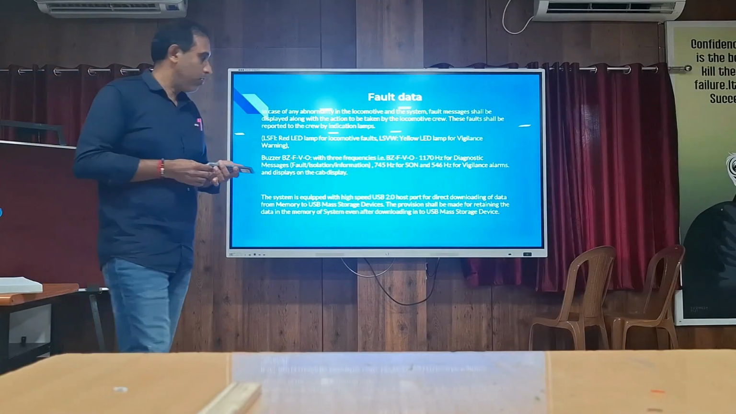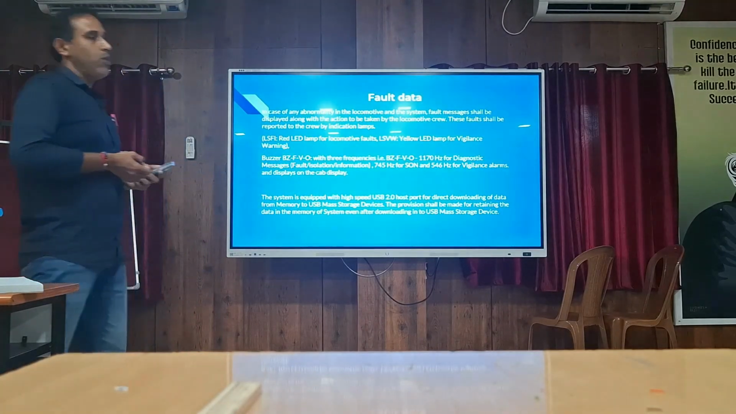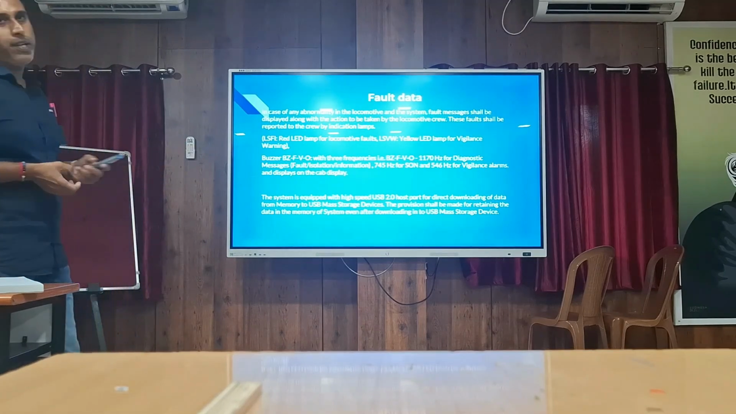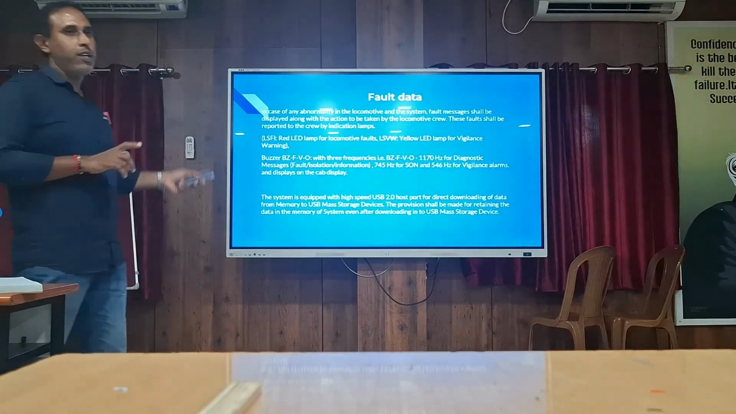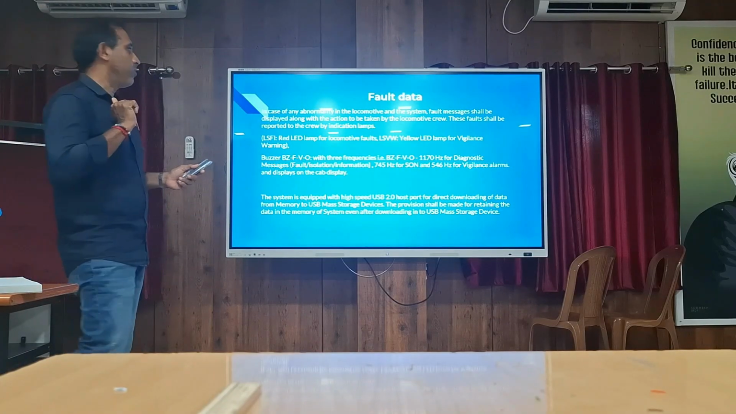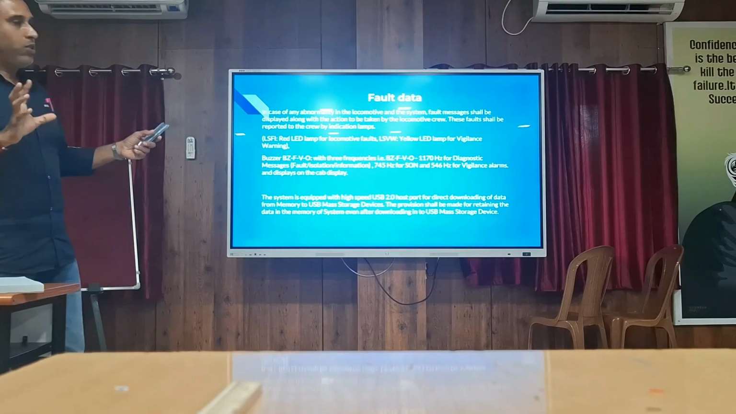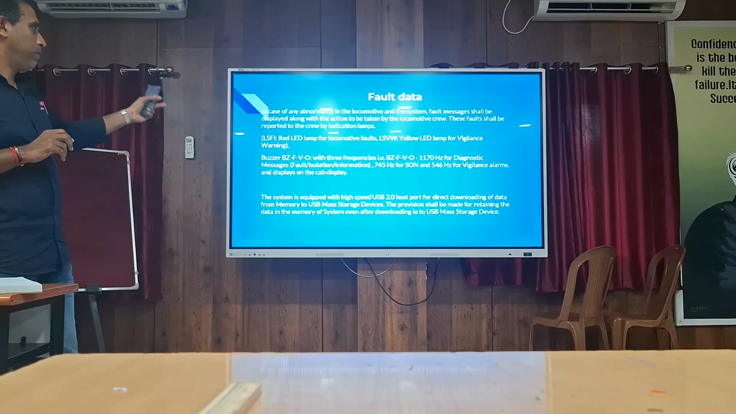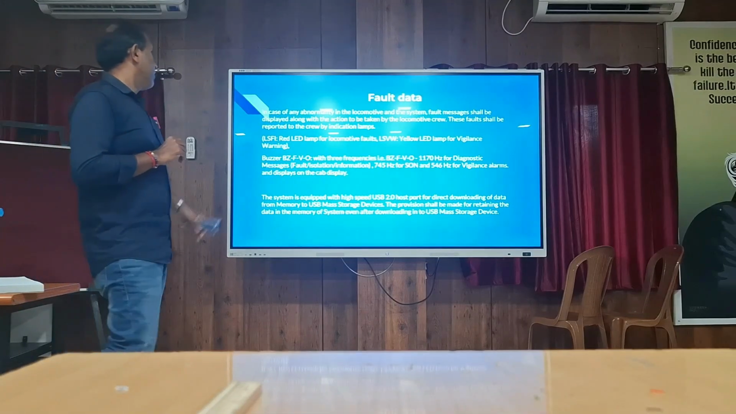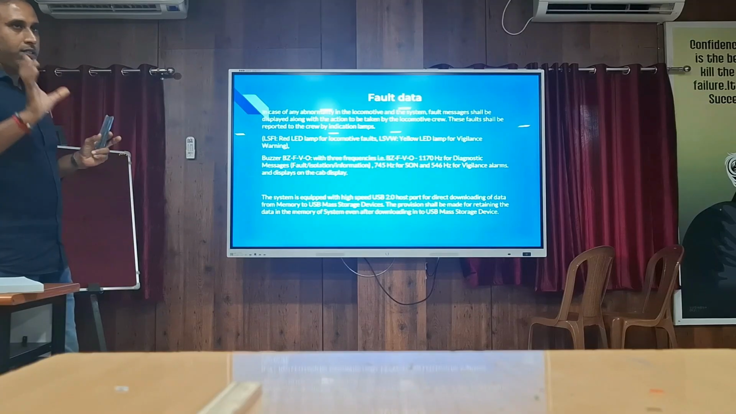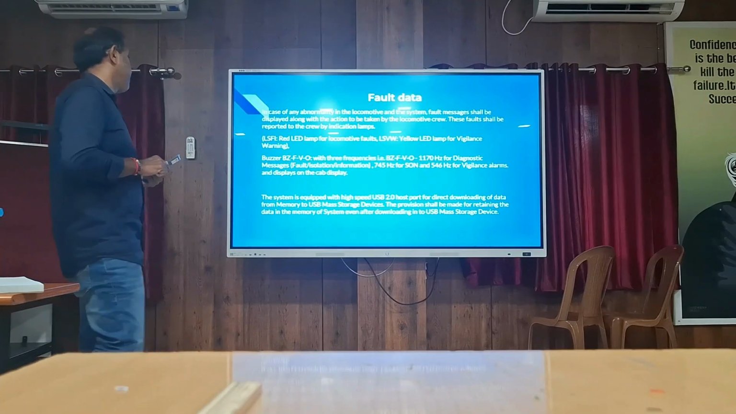Now we are coming to fault data. So in case of any abnormality in the locomotive system, fault messages will be displayed. First, this display should be given to the driver. Then only the driver will be able to know what is the issue, where is the issue. So first, to attract his attention, FSCW will be glowing, DPFM will be glowing, and with that the appropriate message will be displayed in the display. So the driver's attention will first go to the display.